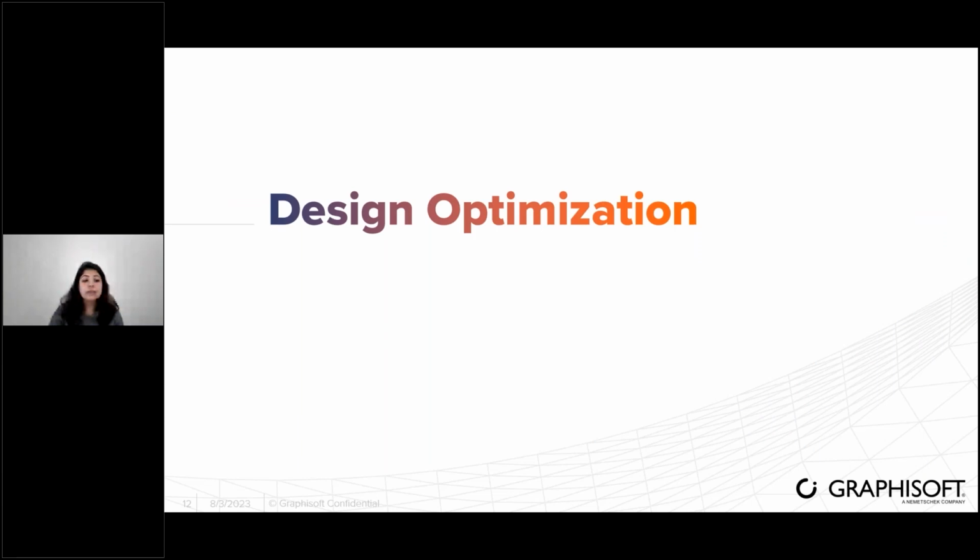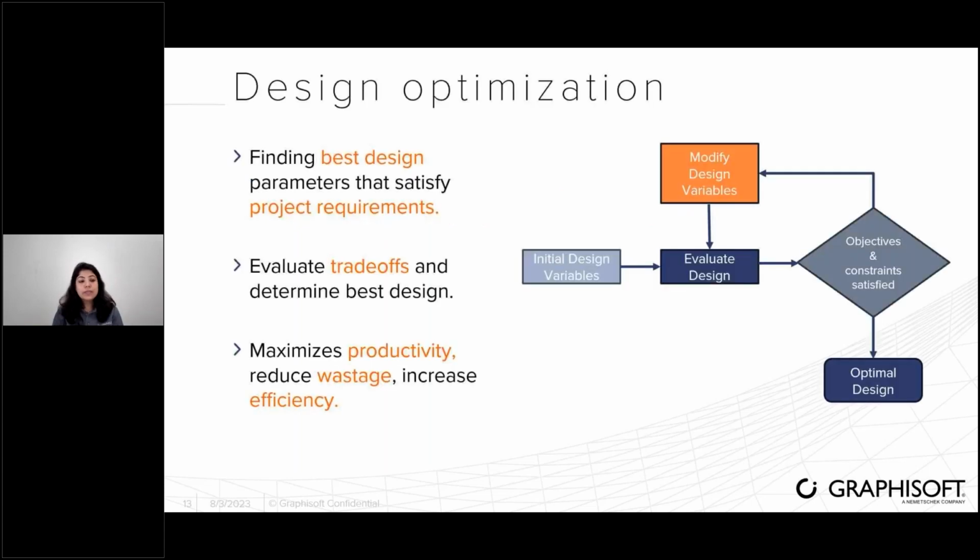Now let's take a look at the next design use case, which is design optimization. The aim of design optimization is again to get the best design out of the predefined parameters based on your project requirements. In the process, you would have better trade-offs in terms of what fits your design and project requirements, and it increases your productivity in the delivery of your project, avoids wastage, and makes your project deliverables much more efficient.